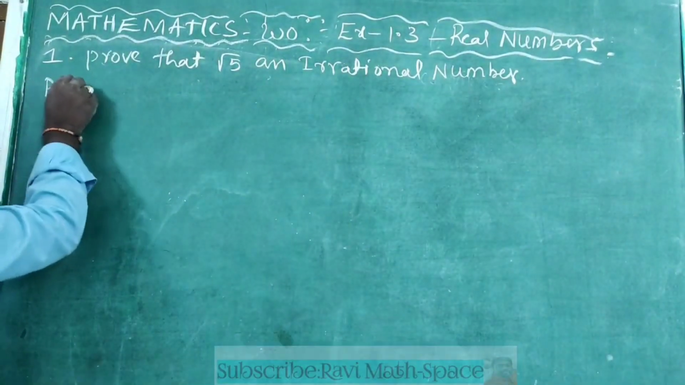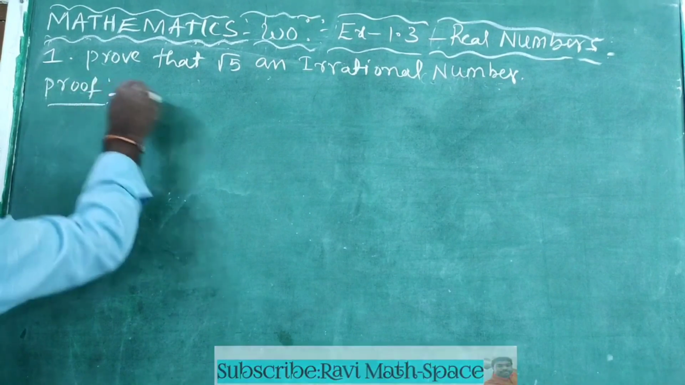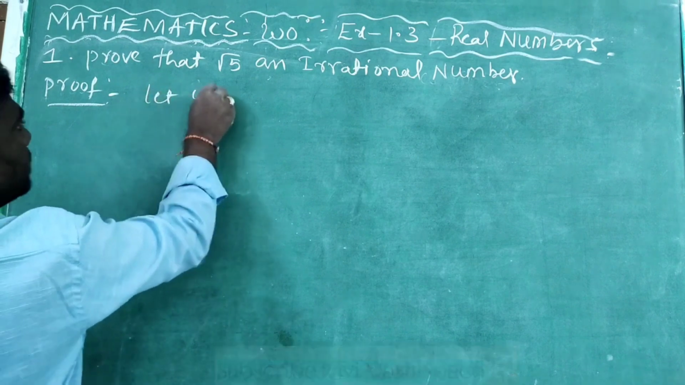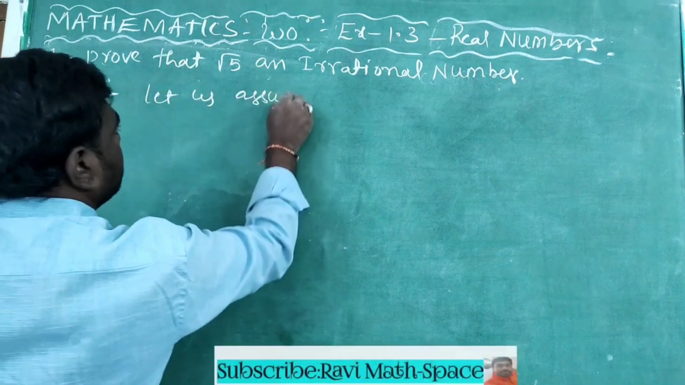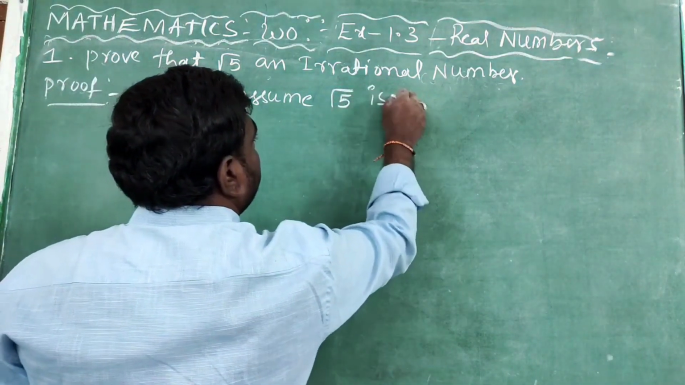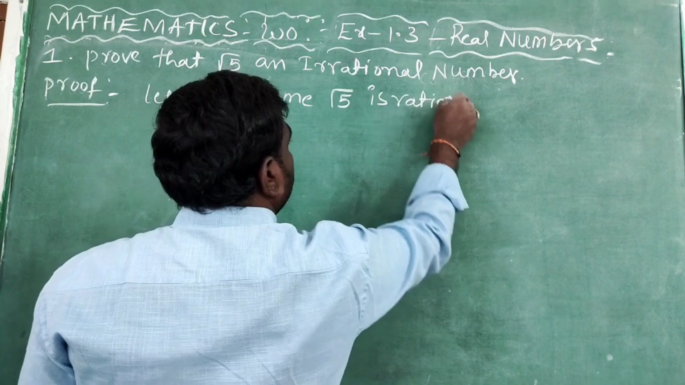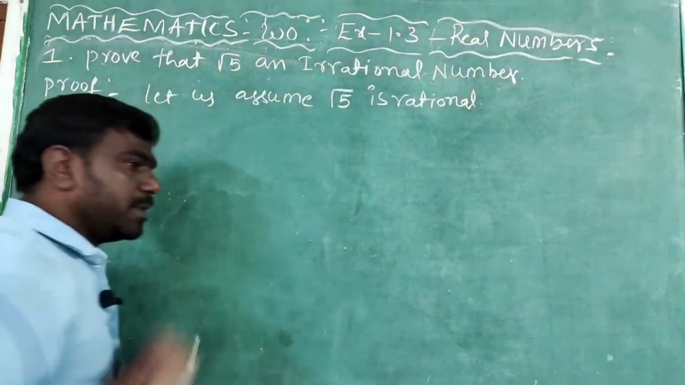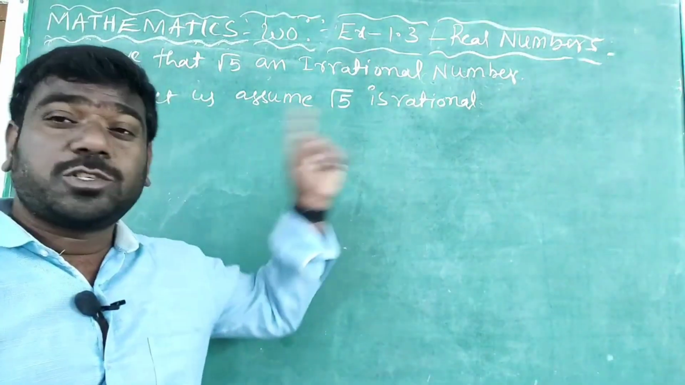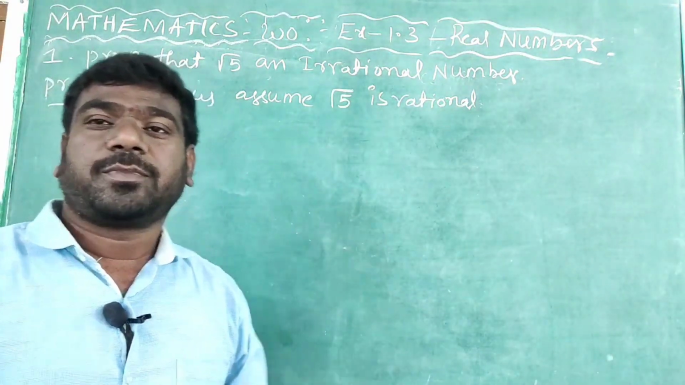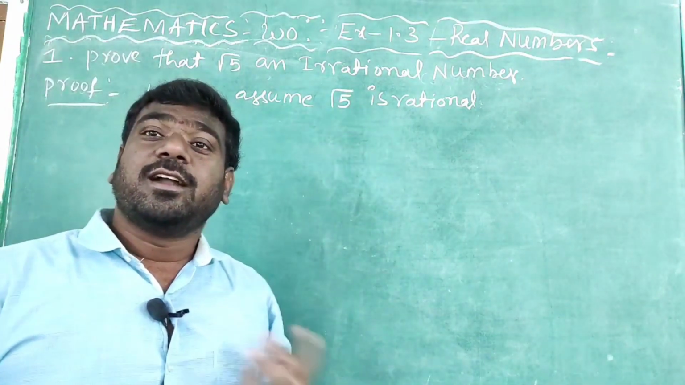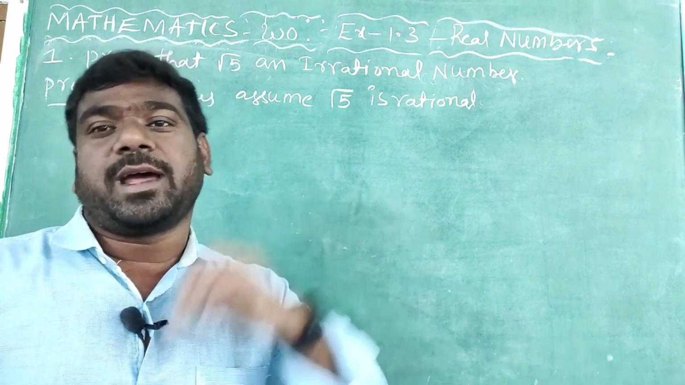Proof. Now let us assume root 5 is a rational number. When root 5 is a rational number, it should be in the form of p by q, where q is not equal to 0, p and q are integers, and they satisfy the condition of being co-prime.